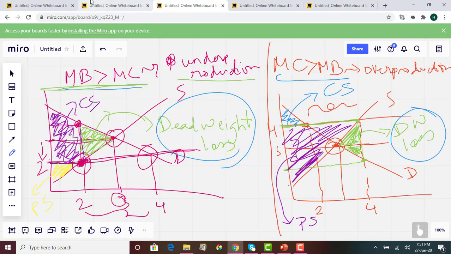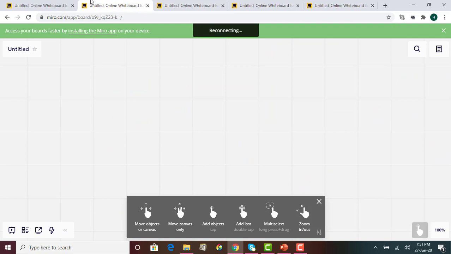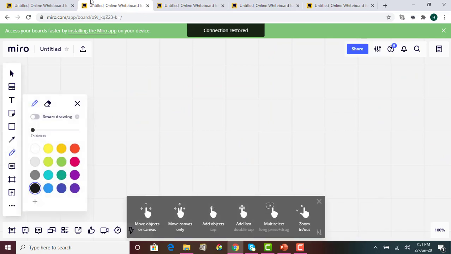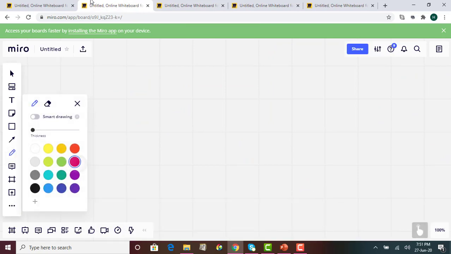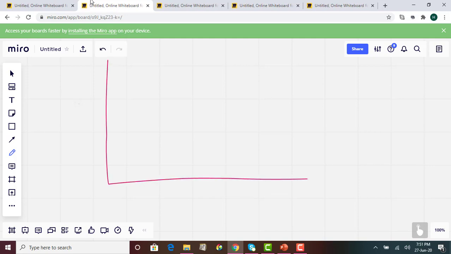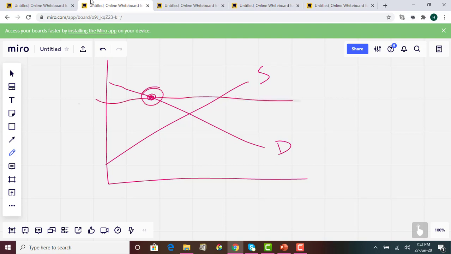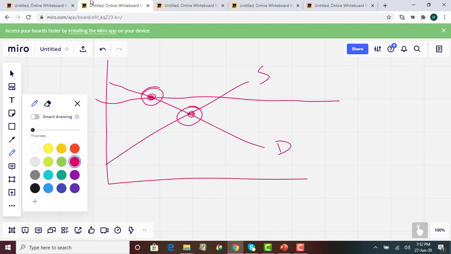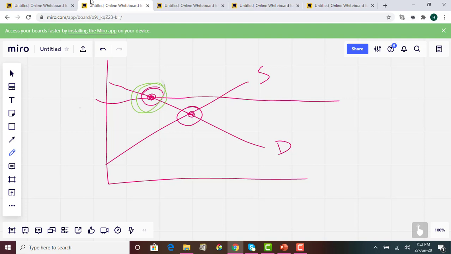So let me do the graph so you guys understand quickly what I'm trying to say, how government can come in and fix this. So let's say we have a situation where this is the supply curve, this is the demand curve. Okay, but for some reason the market is operating here. We know the equilibrium is here, but let's say the market is actually operating here at this point.